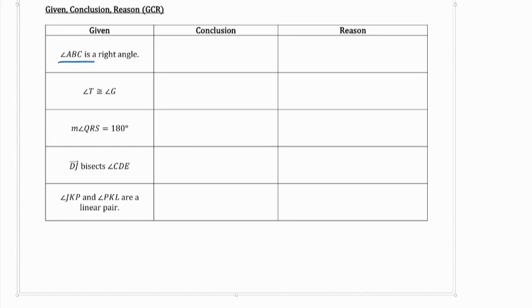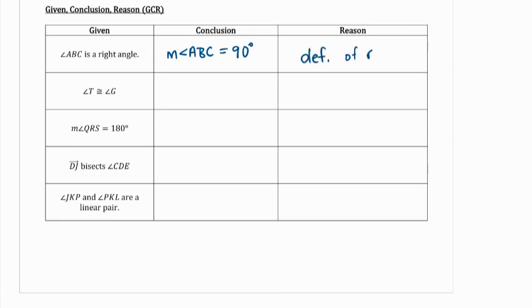So this one tells us that angle ABC is a right angle. Remember, your reasons over here are going to be our definitions or our postulates that we've learned. Well, this is talking about a right angle. I know that a right angle means it's 90 degrees, right? So if my given is that it's a right angle, then I can conclude that the measure of angle ABC is equal to 90 degrees. And I can do that because I know the definition of a right angle. Feel free to abbreviate angle with the sign.